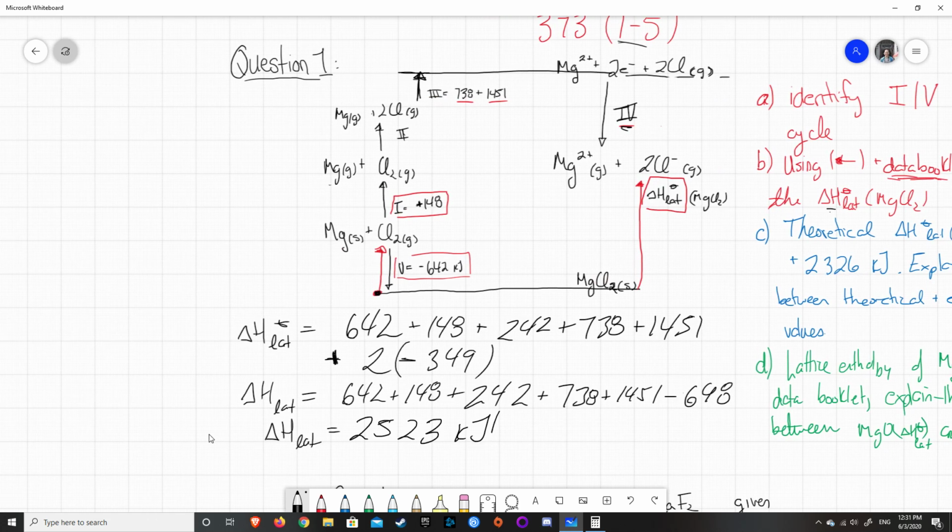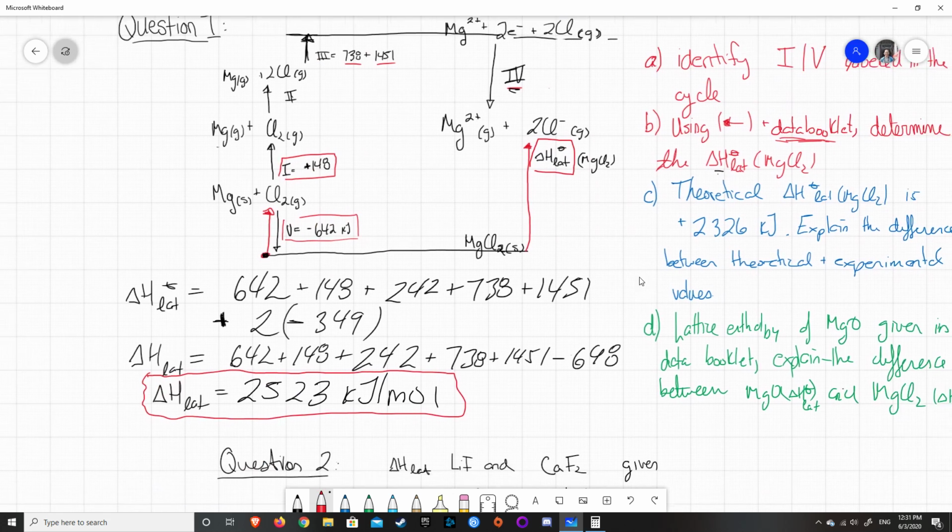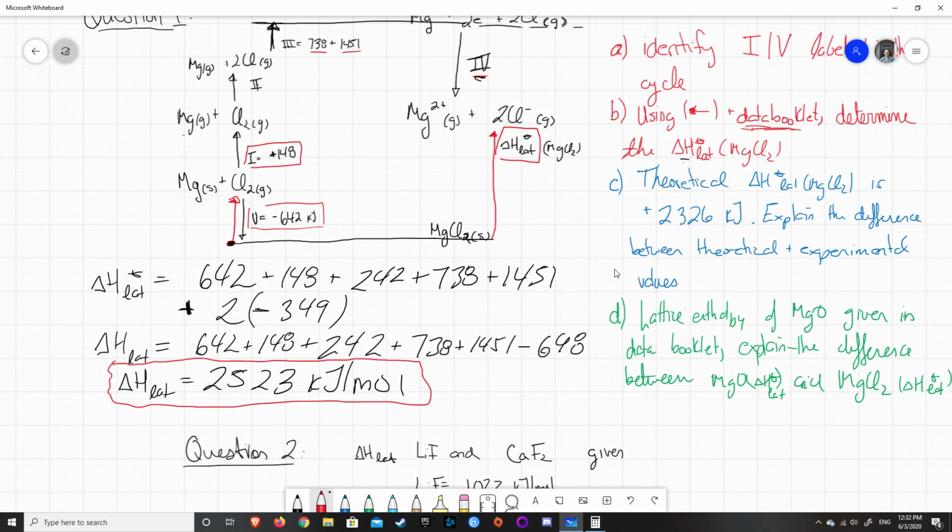2,523 kilojoules per mole. Make sure always to circle your final answer so that it's easier for the teacher to find. So right here, let's see this. It says the theoretical lattice enthalpy is 2,326. Explain the difference between the theoretical and the experimental values.